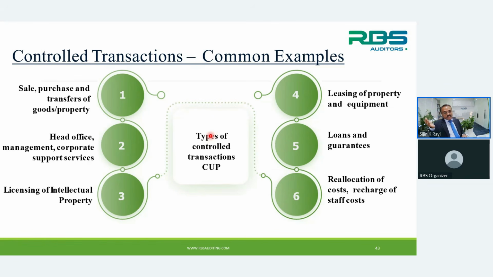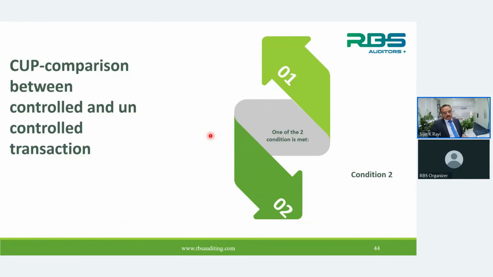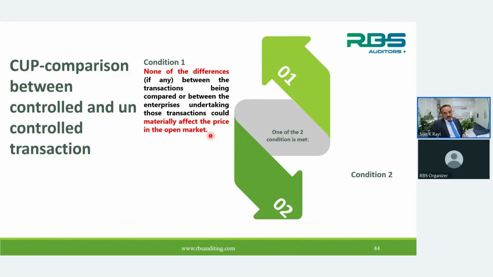Reallocating a cost or recharge of staff cost. If it is a centralized HR, then in that one, human resources, you are reallocating the respective staff cost, and you can use the CUP method. First condition, the main thing: CUP is a comparison between controlled and uncontrolled transactions.